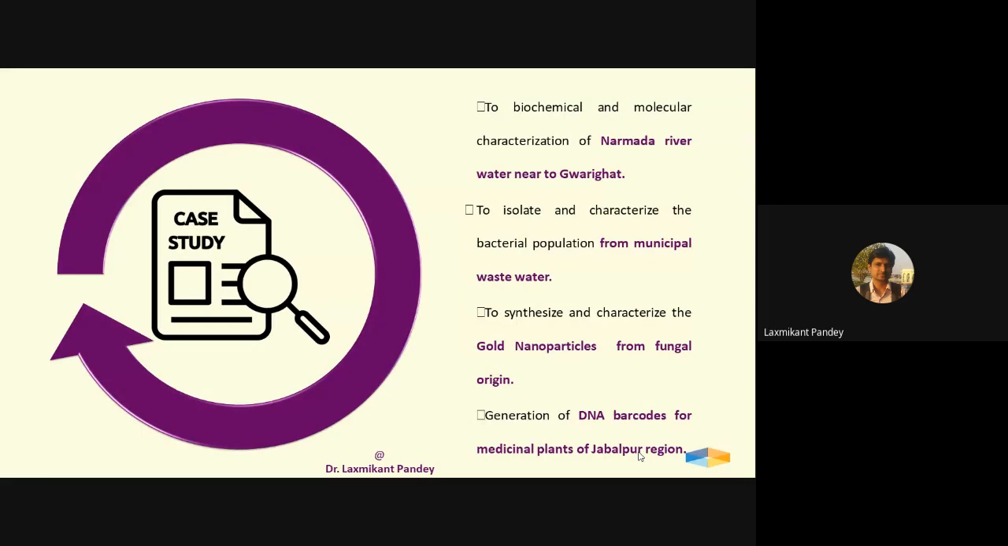So as I told you, when you are going to give any problem, any project work to the students, it needs to be very specific. It can't be generalized. Like if I'm saying biochemical and molecular characterization of the plants, of the water, this is very generalized. If I'm giving a problem like characterization of a river, it is not specific. So specificity is very important whenever you give any kind of problem to the students. The problem needs to be specific.